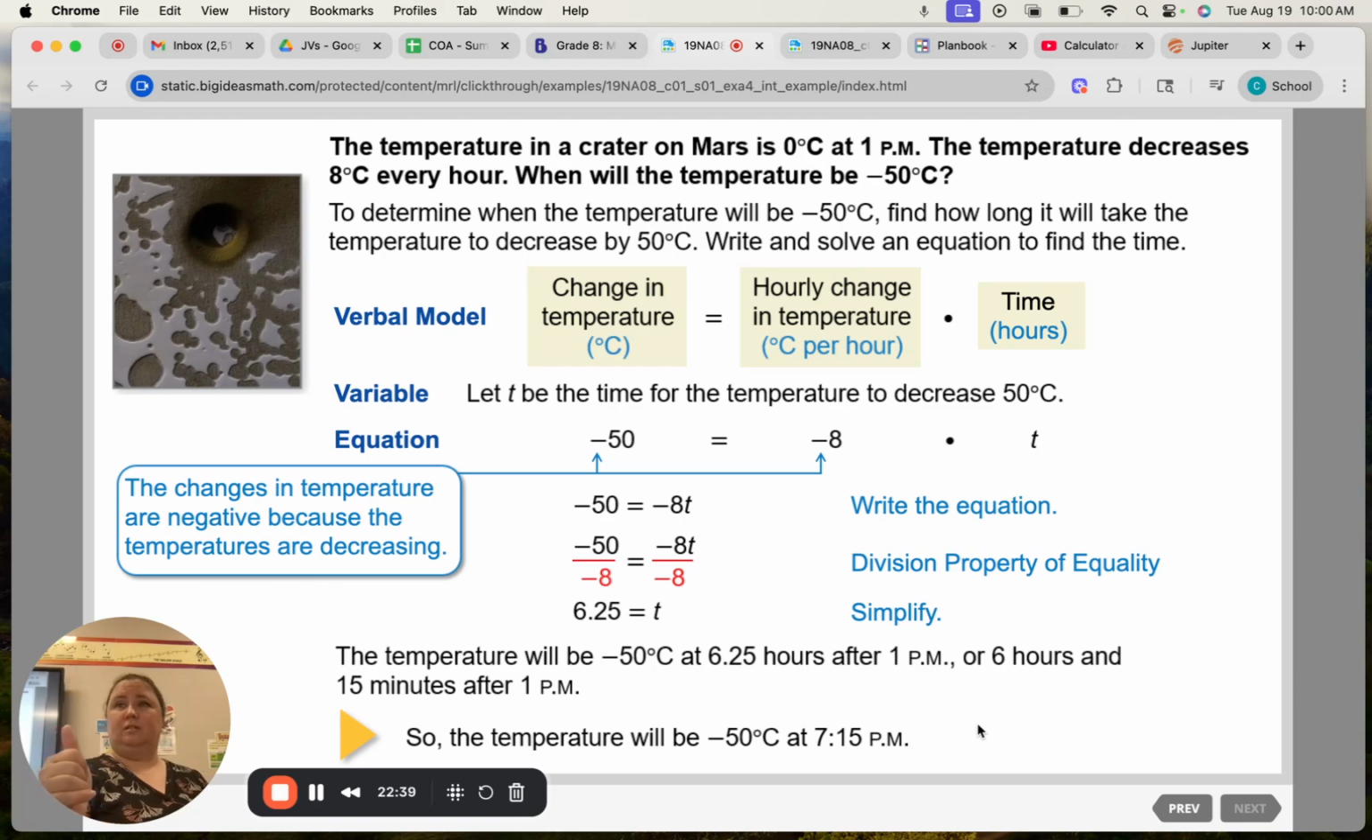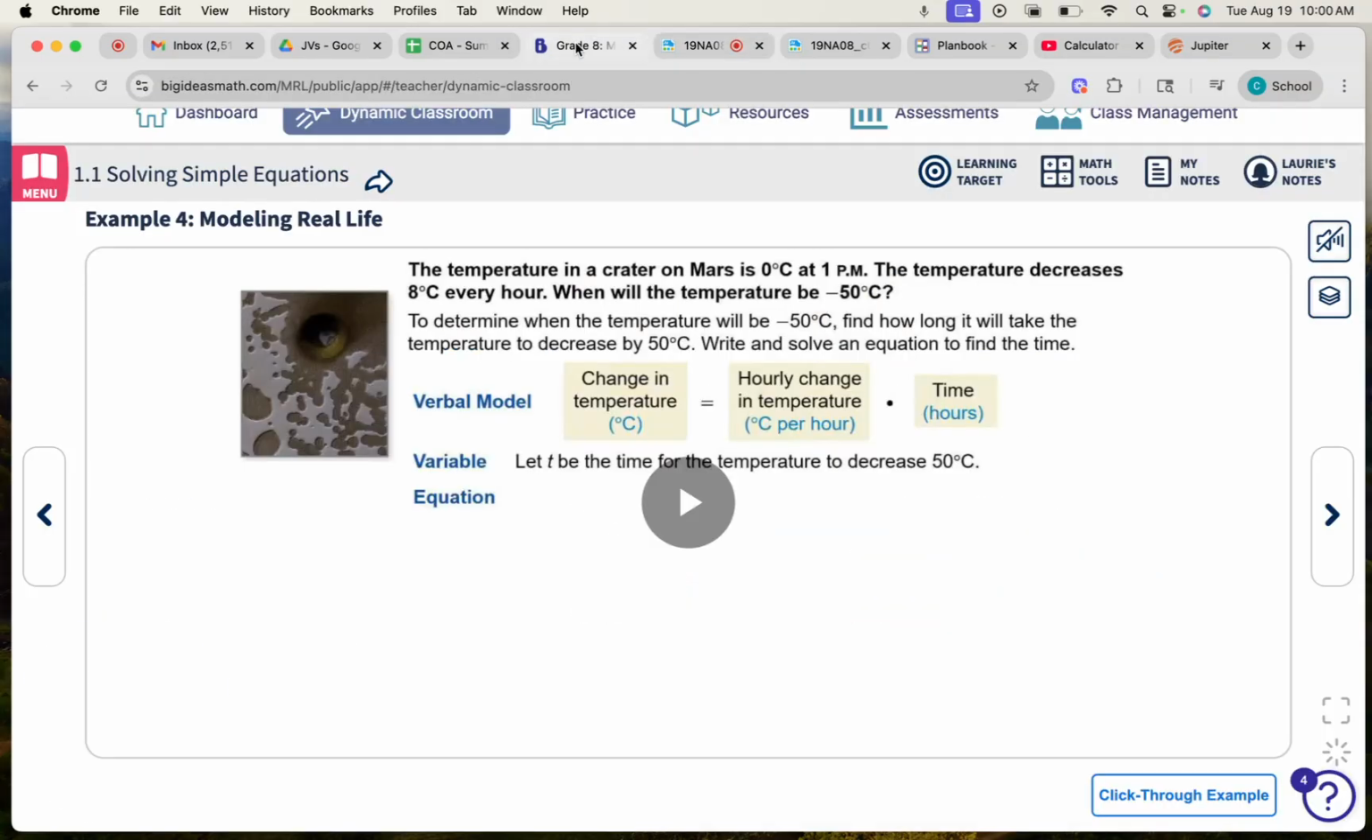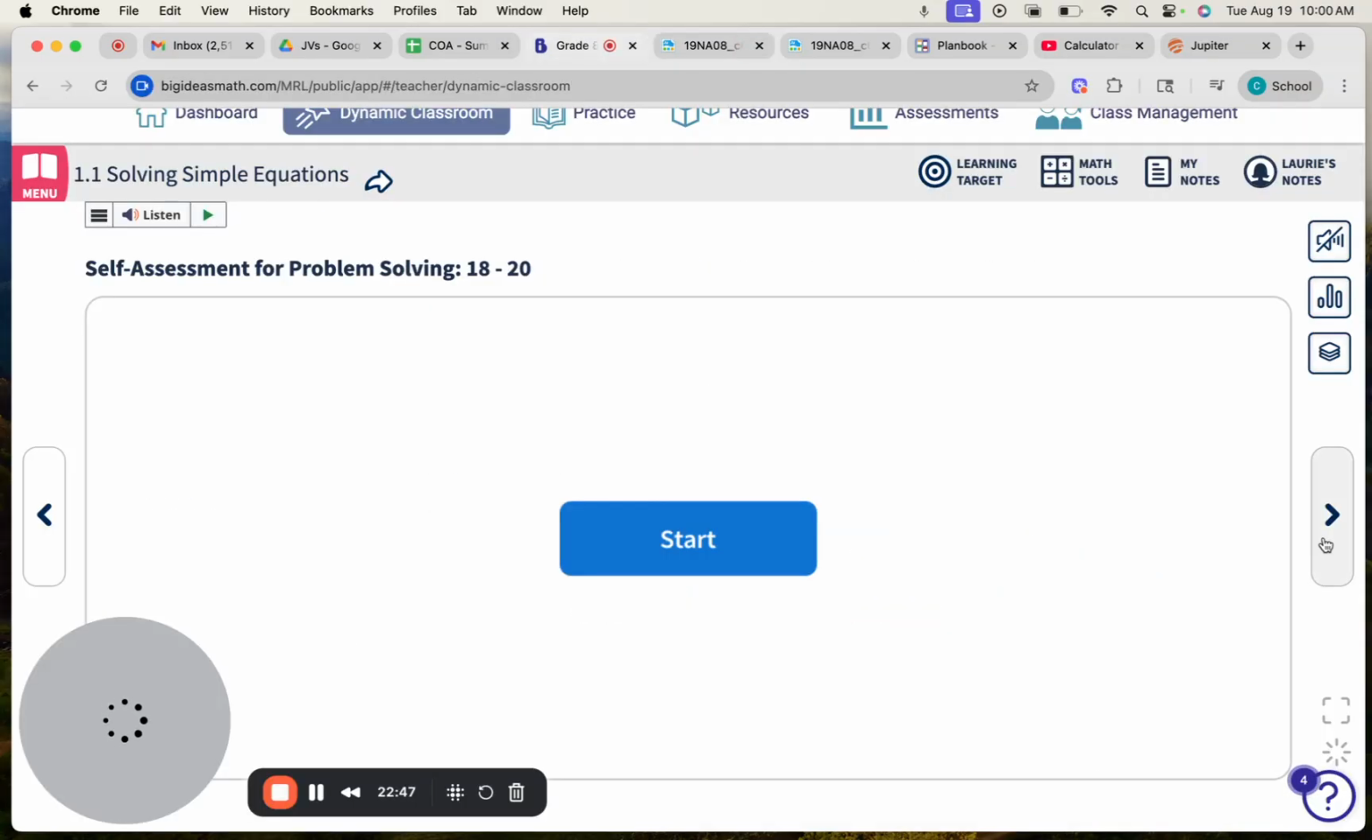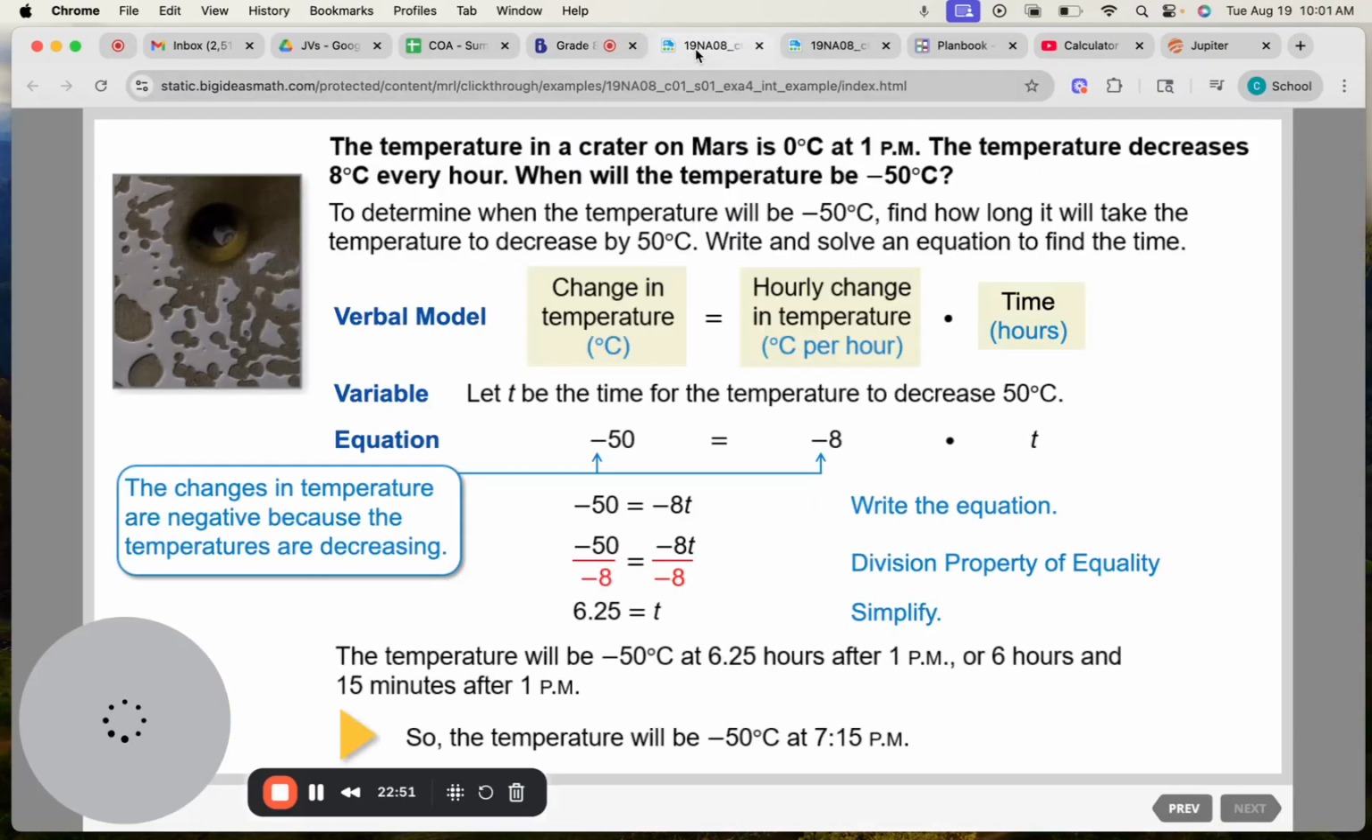Cool? All right, can I close this? Everybody got it? I can wait. Okay, your homework assignment is to finish all the way through number 20 in the self-assessments. That's all you have left to do today. Tomorrow, 8th grade, you will have a practice assignment in here, so just come ready to work. Algebra, you will have a lecture.